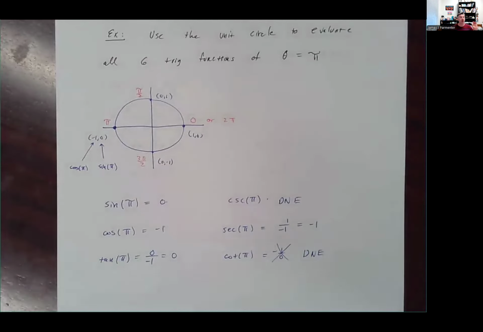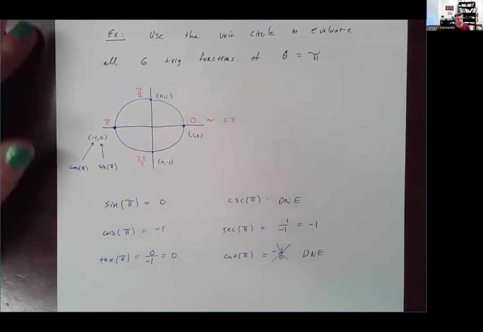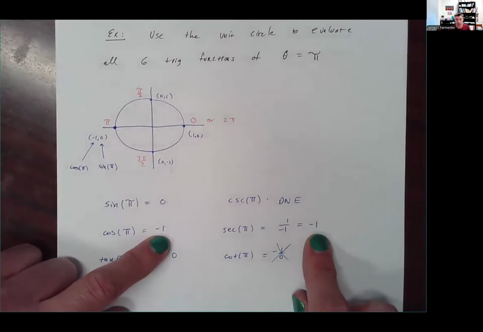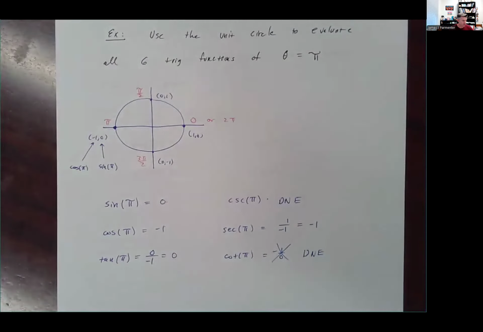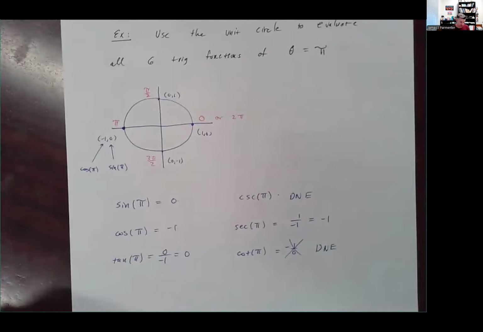It always works this way for these quadrantal angles, where it's either 90 degrees or 180 degrees, or 270 degrees, or 2 pi radians, or whatever. On these angles that are the 4 corners of the unit circle, the quadrantal angles, you always get 2 zeros, 2 either -1s or +1s, and 2 does not exist. Always. All right, so that's finding trigonometric functions of quadrantal angles.